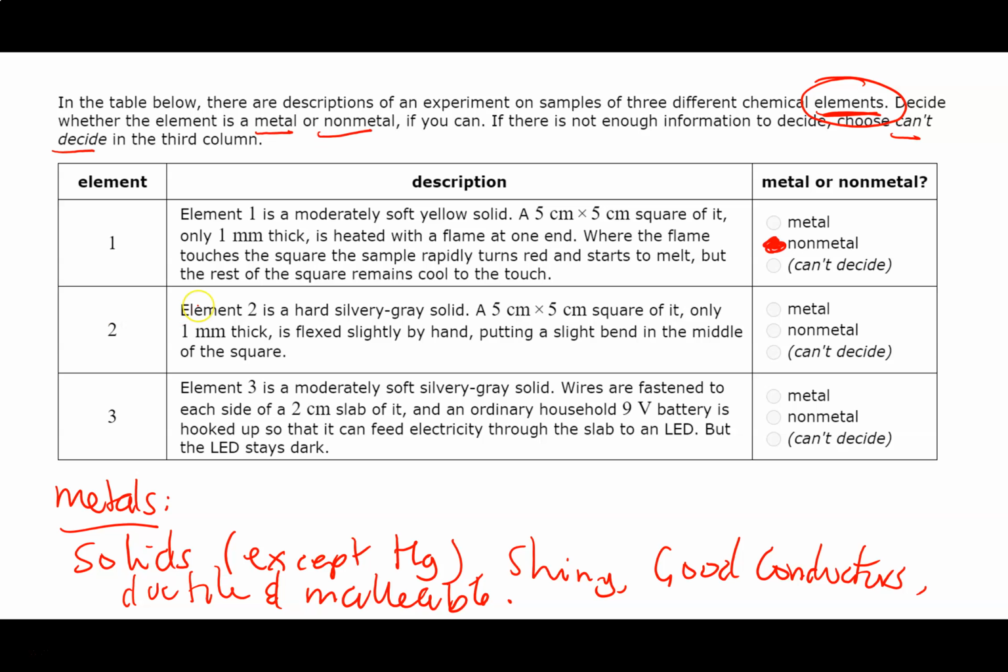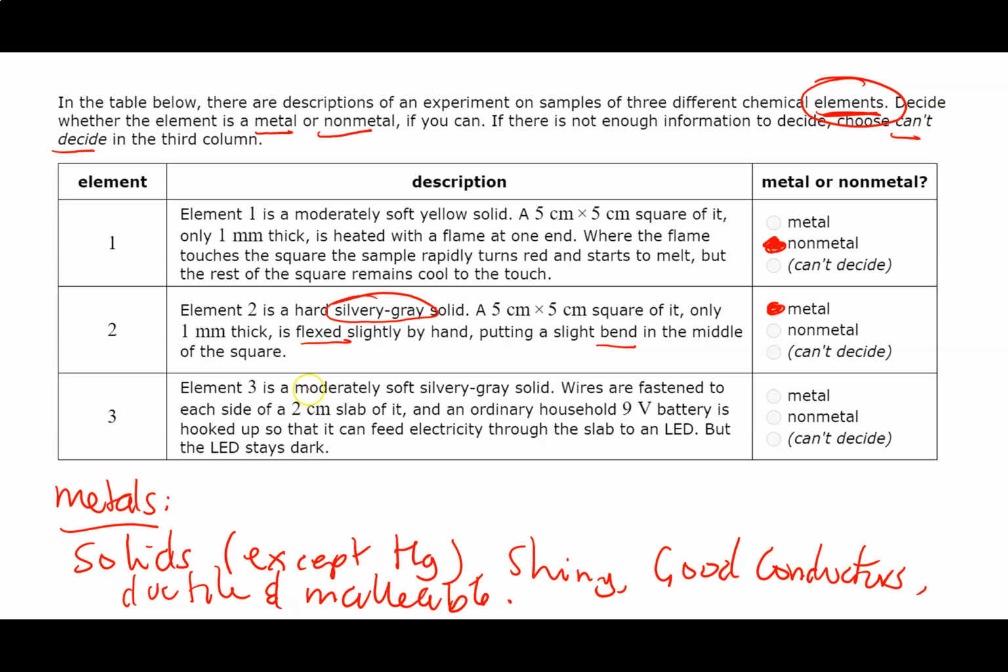Okay. Element 2 is a hard silvery grey. Well, that's something that I would associate with a metal, right? It's a solid. Most metals are solids at room temperature, except for mercury. And it's silvery, so it's looking like a metal. A 5 centimeter by 5 centimeter square of it, only 1 millimeter thick. So a really thin layer of it, okay? Flexed slightly by hand, so you're going to bend it, okay? And all it does is put a bend in the middle. It doesn't crumble, so it's not brittle, it's malleable. Silvery grey, and it's malleable. It's got to be a metal, okay?